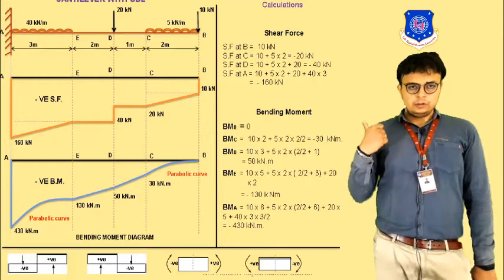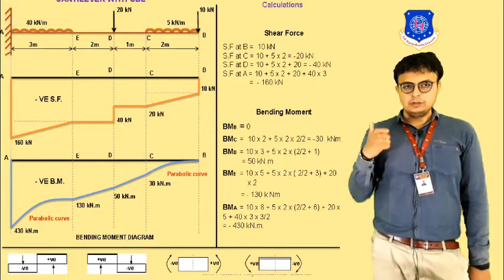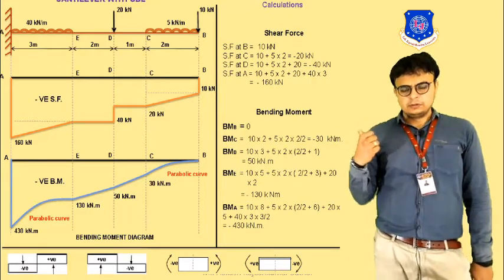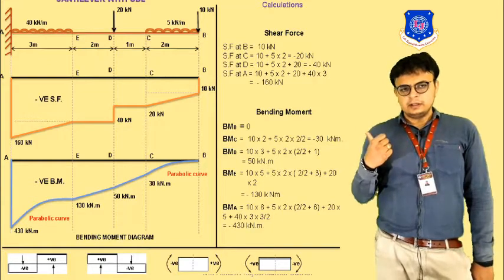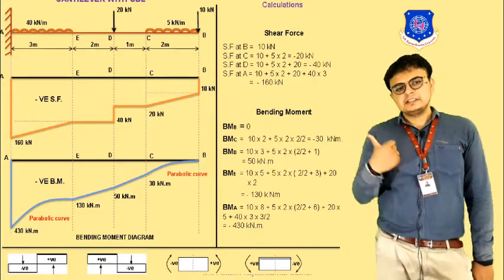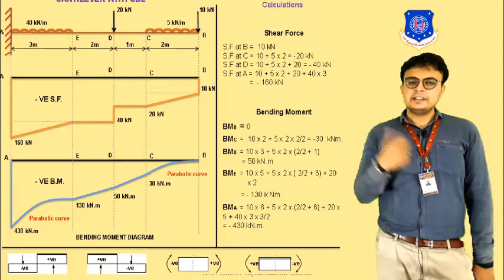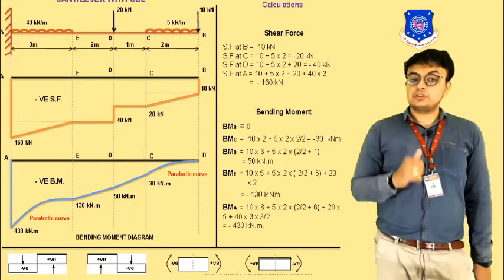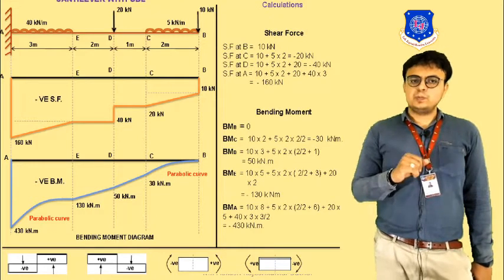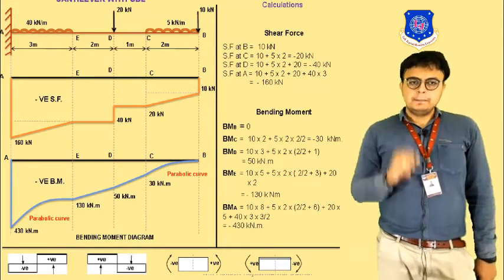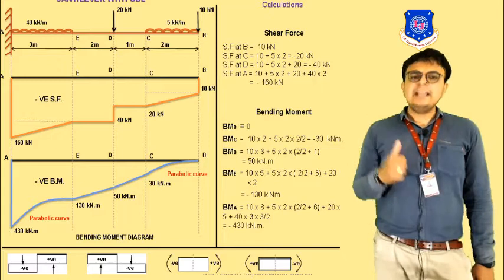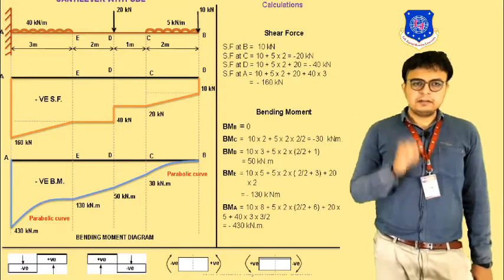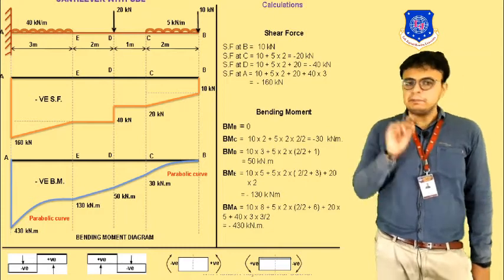So basically, we are going to discuss such a different kind of support. You can see over here, the beam is fixed at point A and it is completely projecting out. There is no support in its projection. The overall span of the beam is 8 meters. The first 3 meters have a UDL of 40 kilonewton per meter.